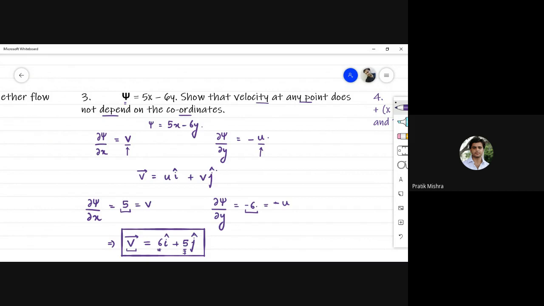If a function of u and v with respect to x and y was written here, then the velocity would change with respect to x and y. Suppose u is a function of x and y, and v is a function of x and y, or only one of them is a function of x and y, then with the changing values of x and y, the values of v and u would change. But here the values of v and u come out to be constant. So irrespective of the value of x and y, your velocity component will not change.